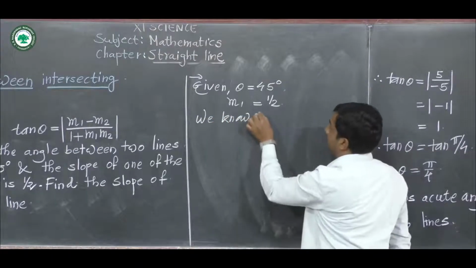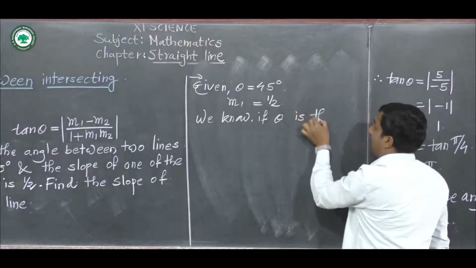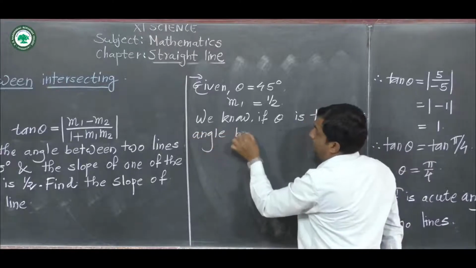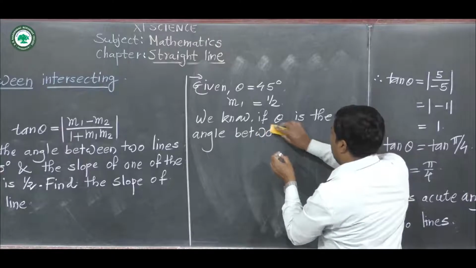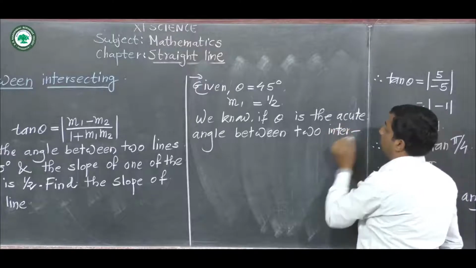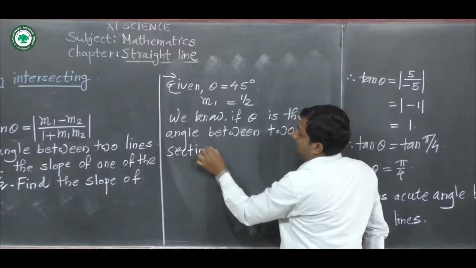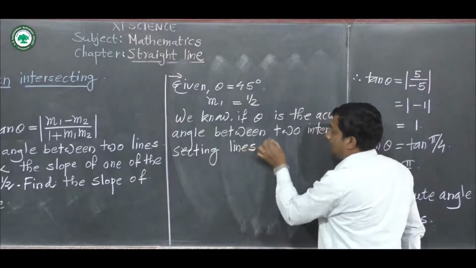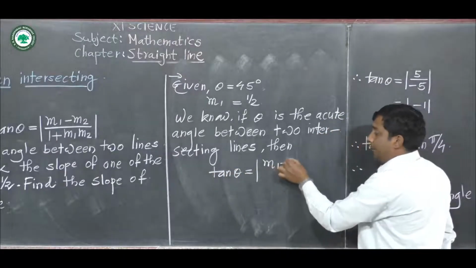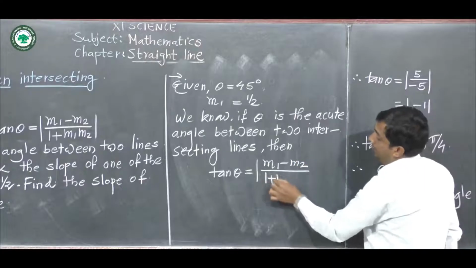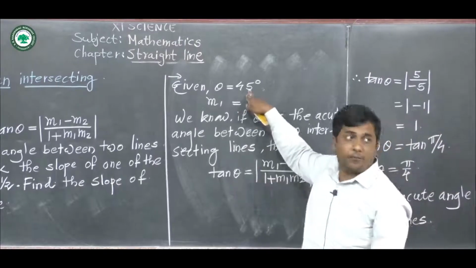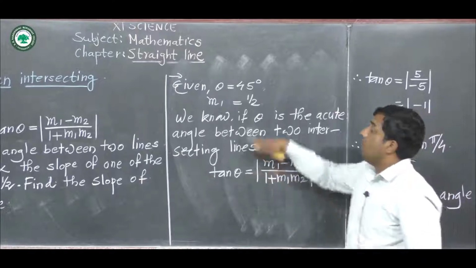Now here, we know that if theta is the acute angle between two intersecting lines, then tan theta is equal to the mod of (m1 minus m2) upon (1 plus m1 m2). So here we replace theta by 45 degrees and m1 by 1 upon 2.